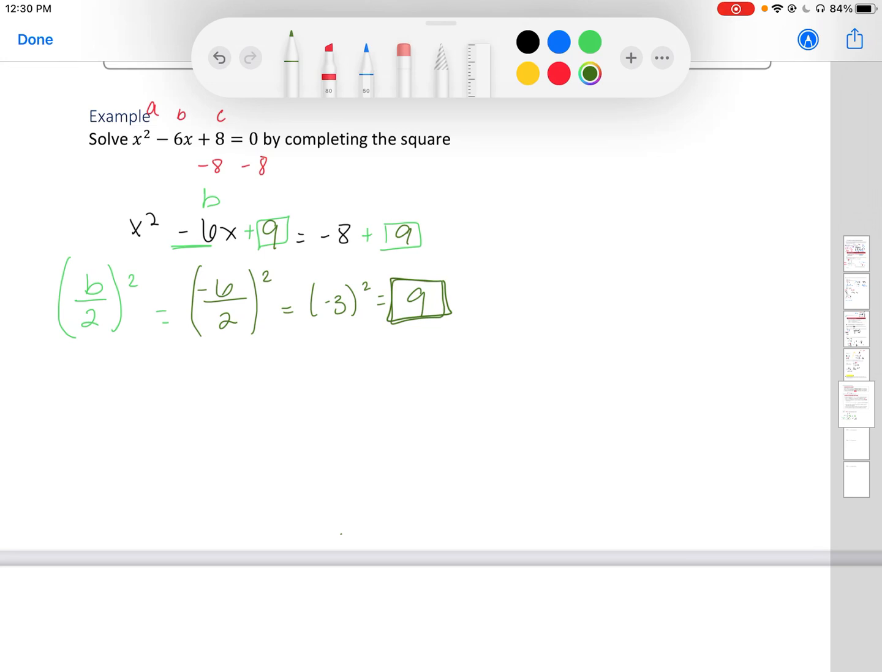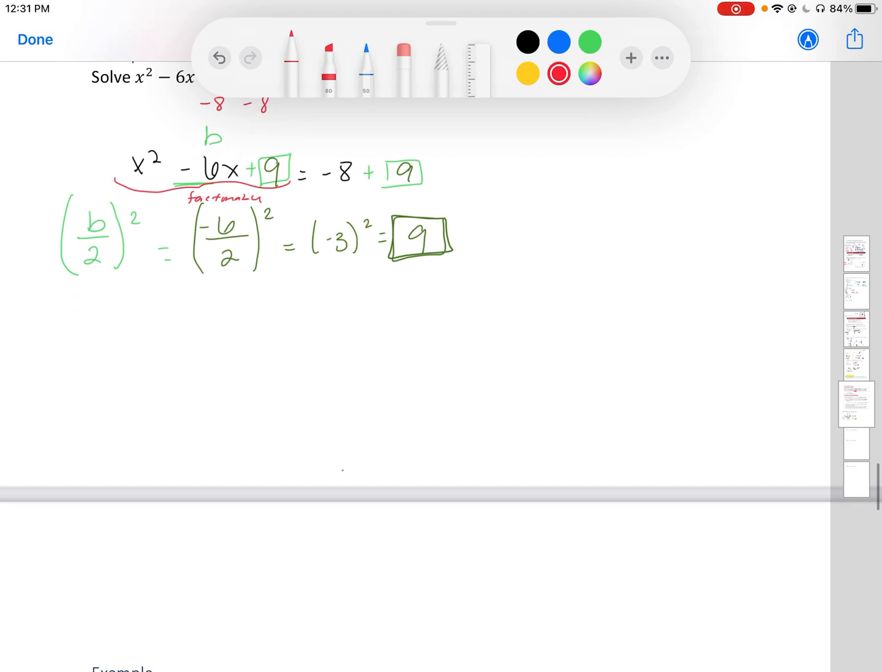Now we're going to factor. The whole goal was to create a factorable perfect square trinomial. So if we try to factor, what numbers multiply to give us 9 and add to give us negative 6? It's negative 3 and negative 3.